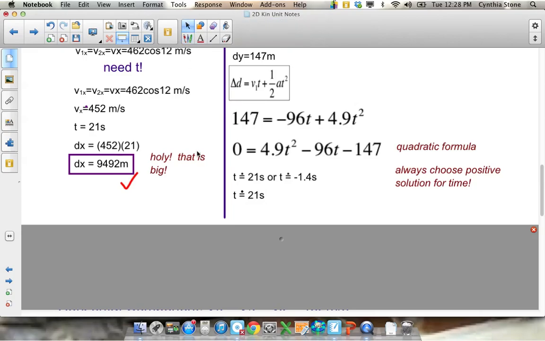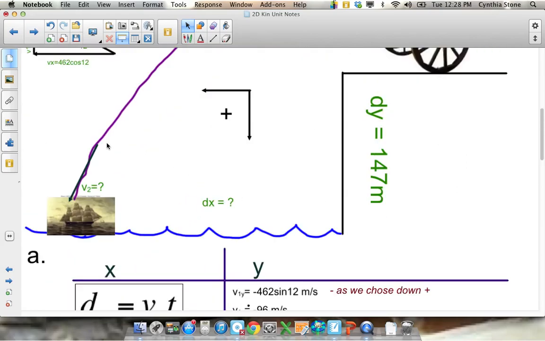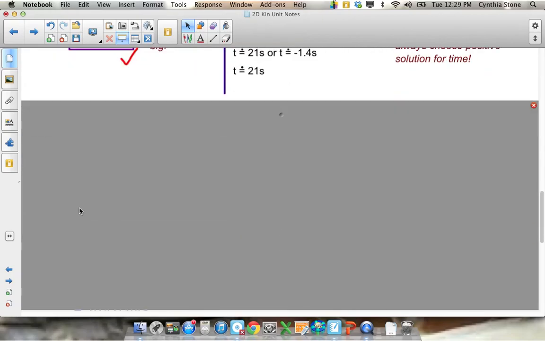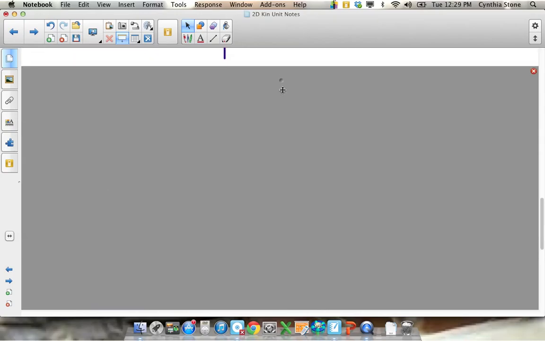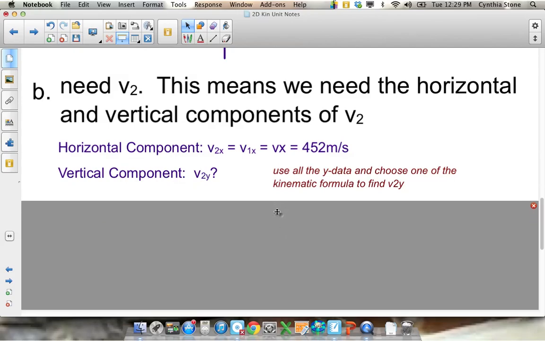Okay, part B is looking for, I want to know now the velocity of the ball when it hits the enemy ship. And so the velocity is right down here, right? It's on an angle, so it's going to have an x and y component. We'll solve for the overall. And yeah, that's what we have to do. So we'll go through looking at this question then. So we need to know the horizontal and vertical components of V2. Well, we know the horizontal is going to be 452. It's the same as last time. That's not going to change.